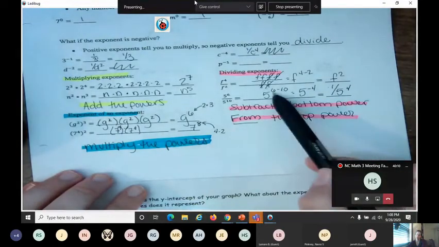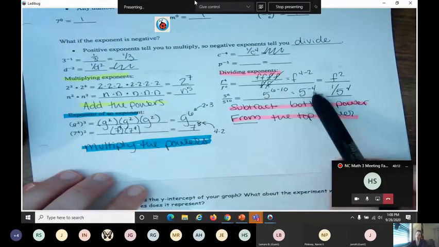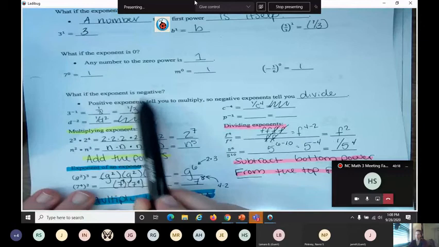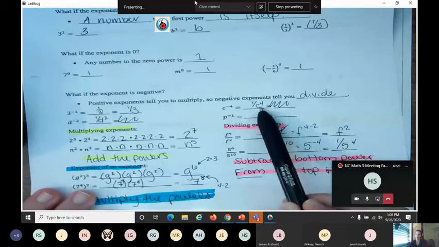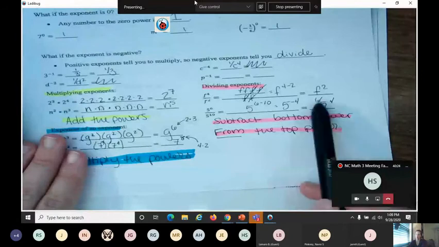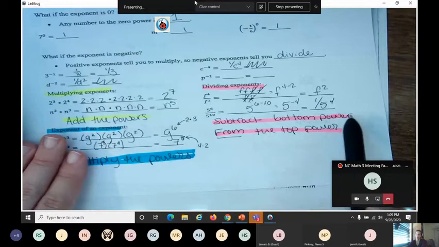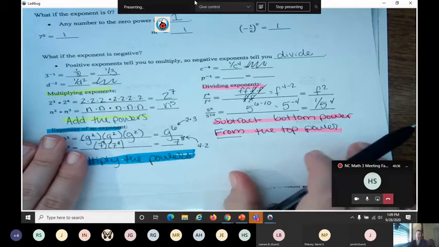So 6 minus 10 was -4. And then when we have a negative exponent, we talked about up here, what if the exponent is negative? It just gets moved to the denominator. Okay, so then we get 1 over 5 to the positive 4th when we move it to the denominator. Does that make sense? Okay, good. All right, thank you.